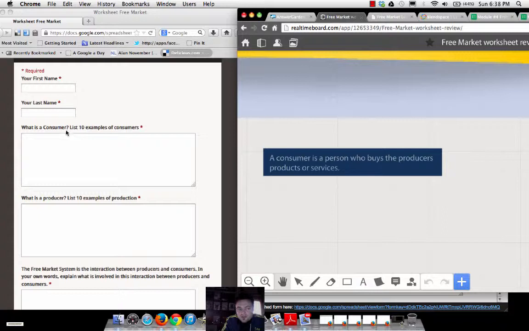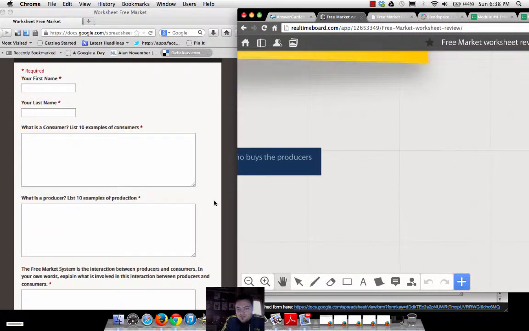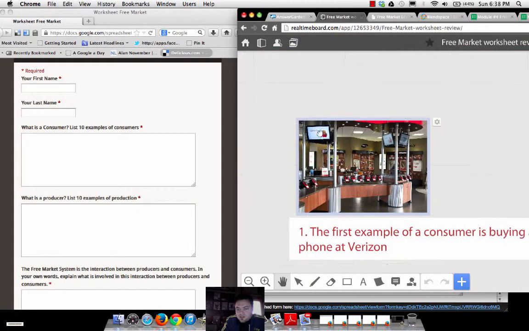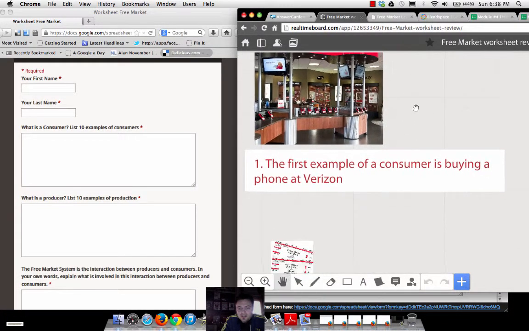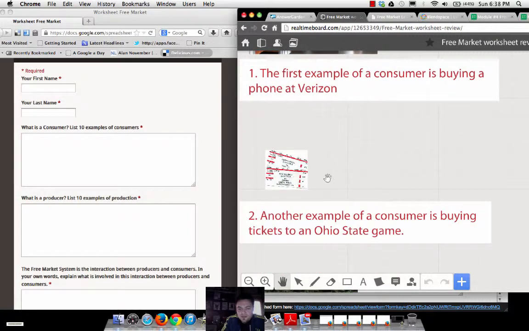Now, notice there's a question mark here, so we've answered the first part of the question, but then it says list 10 examples of consumers. So here's some examples that we have for you. The first example of a consumer is buying a phone at a Verizon store. That's only one. You need 10, so we have another example here.